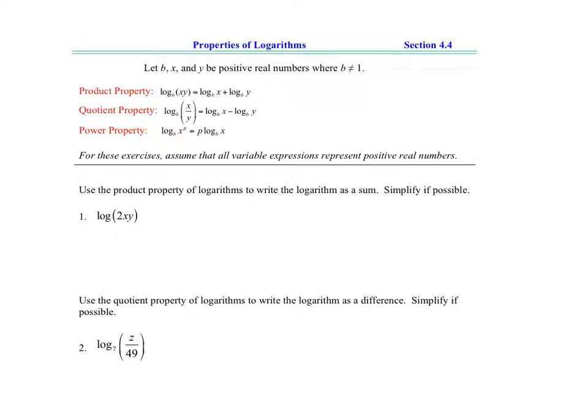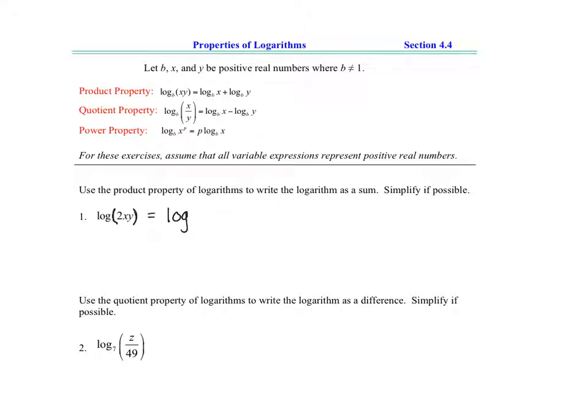All right, we're going to look at some of the properties of logarithms. So the product property says that within your argument, inside the parentheses there, if there's multiplication, we can rewrite it as a sum of two different logarithms. So let me show you how that would look.